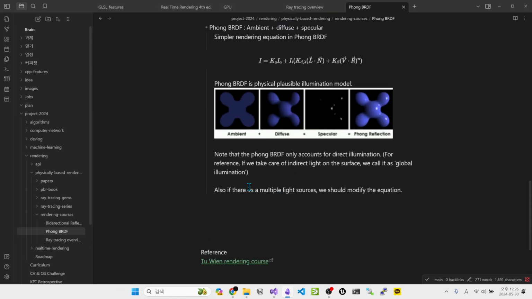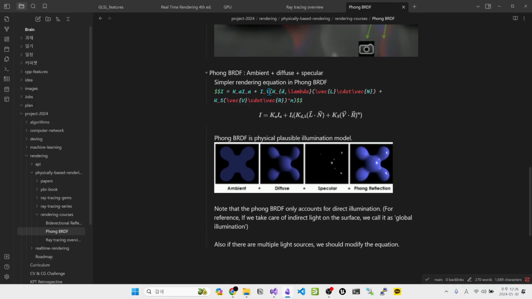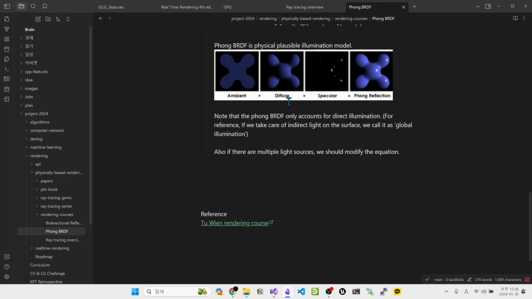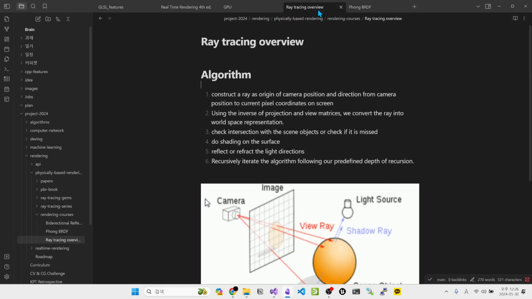Also, if there are multiple light sources, we should modify this equation. This equation is not the complete one. This only takes care of a single light source in the scene. But if we have multiple light sources, we need to add a sigma term, because we need to iterate the intensity of the light dependent on the light position in the scene. So this is all for the Phong BRDF, and the next thing was a ray tracing overview.